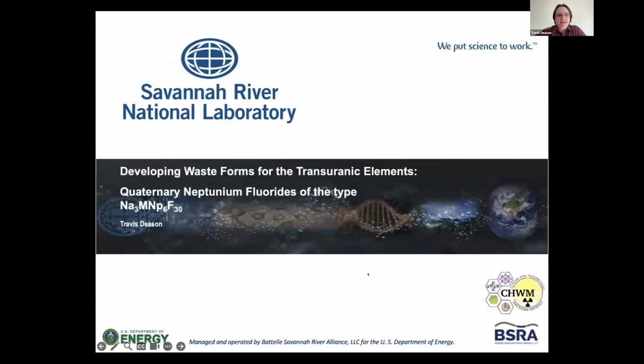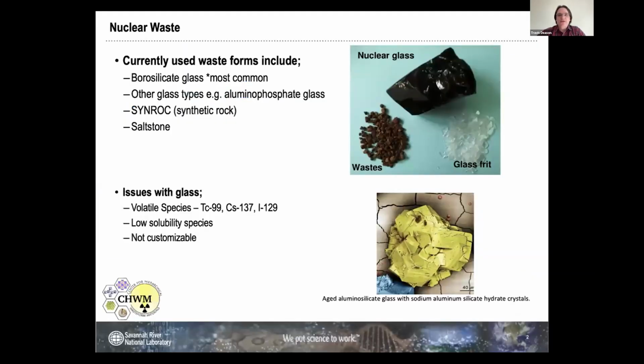All right. So today I'm going to talk to you about my work in developing waste forms for the transuranic elements, specifically the quaternary neptunium fluorides. So our motivation in this work is, currently nuclear waste is mostly put into borosilicate glass. That's the most common, or other glass types such as aluminophosphate glass. It can also be put into synroc, which is just synthetic rock, or saltstone, which is like a cement type waste form.